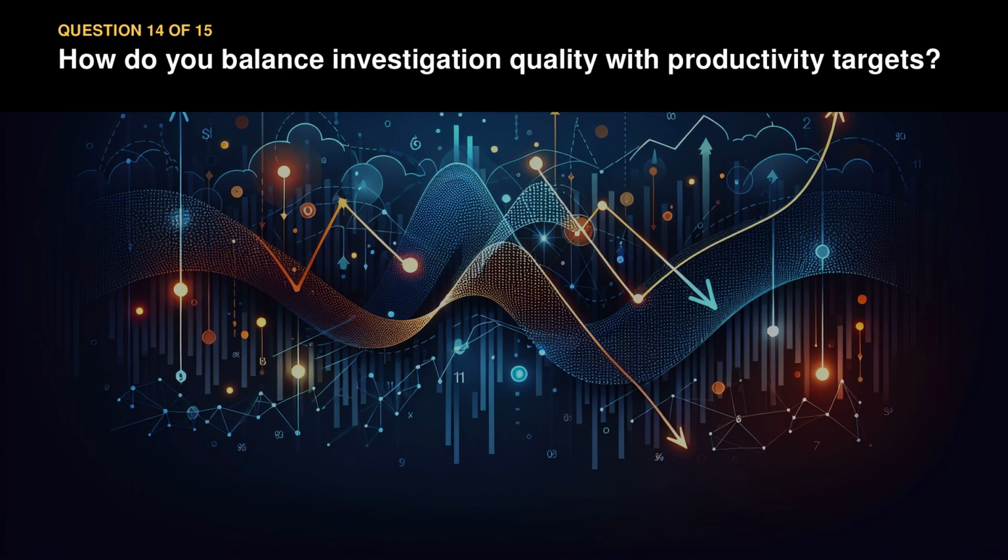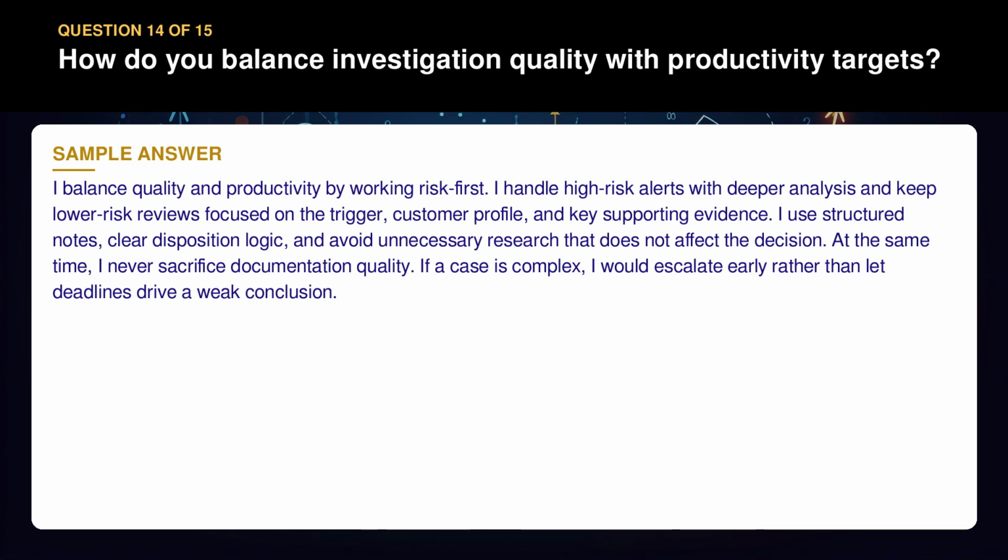Question 14. How do you balance investigation quality with productivity targets? I balance quality and productivity by working risk first. I handle high-risk alerts with deeper analysis and keep lower-risk reviews focused on the trigger, customer profile, and key supporting evidence. I use structured notes, clear disposition logic, and avoid unnecessary research that does not affect the decision.